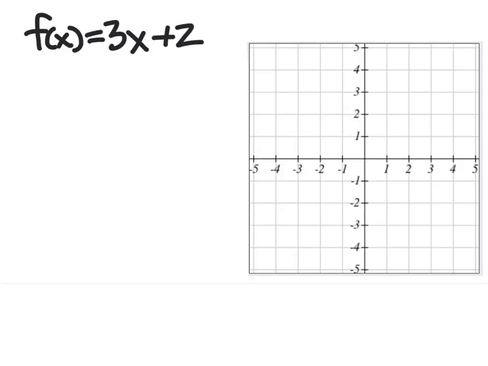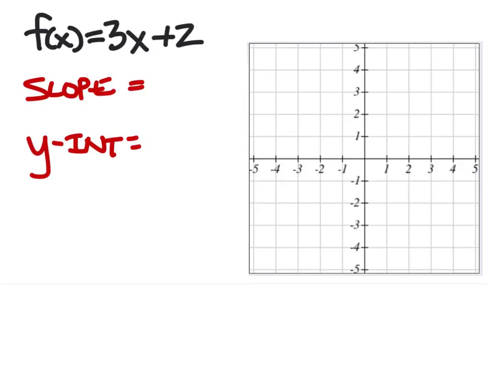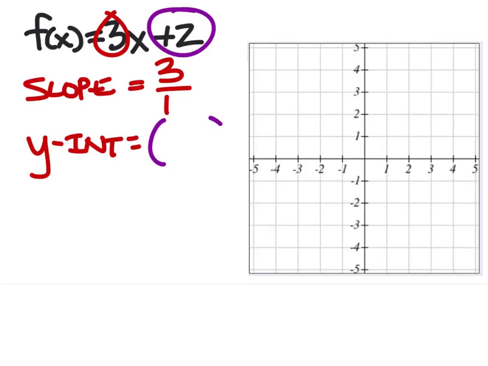So the great thing about this one is that it is written in slope-intercept form. We already know our slope and our y-intercept. The slope here is the coefficient of x, 3. We can make it 3 over 1, so we know our rise and run. And the y-intercept is, well, it's being added here.